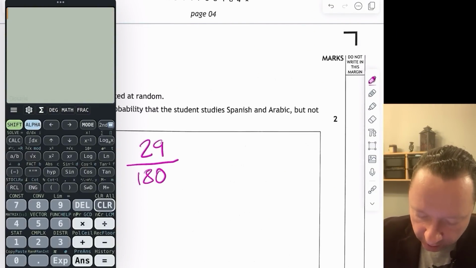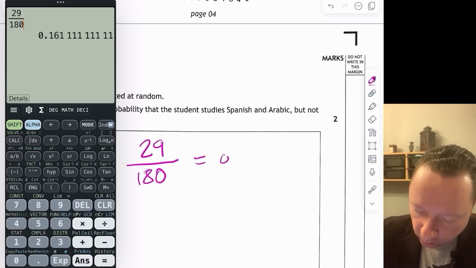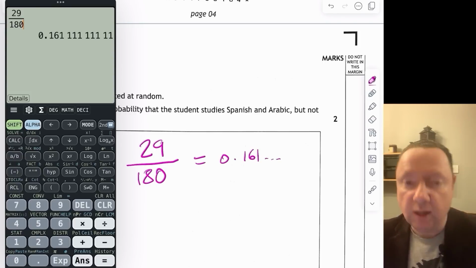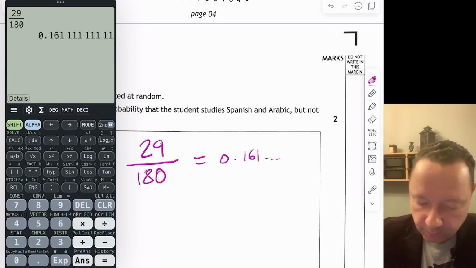And we'll just check that's simplified easy enough by doing the fraction button. And you can press SD a few times, and it is, or you can change that to 0.161. I think you leave it as a fraction, that's fine.